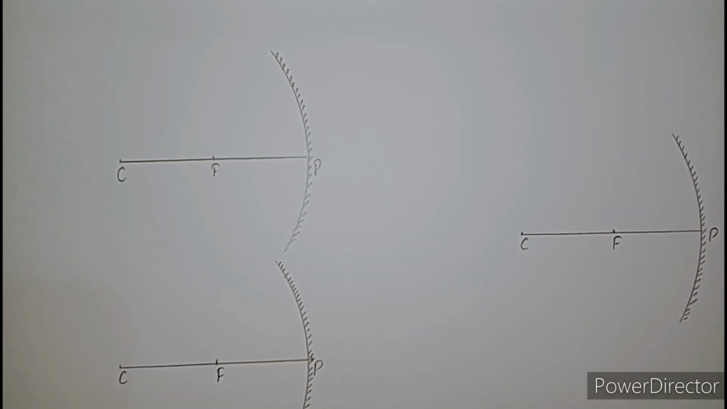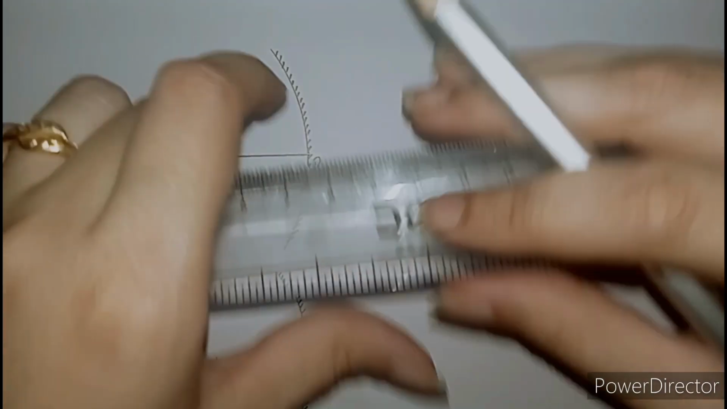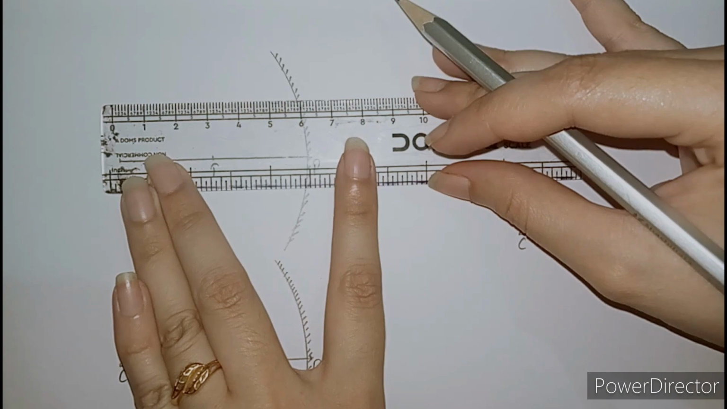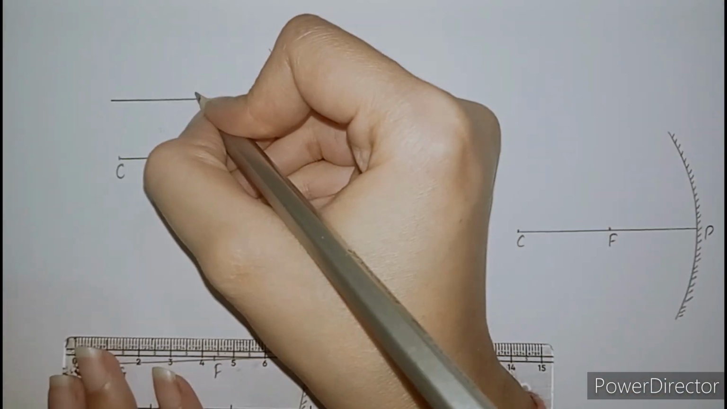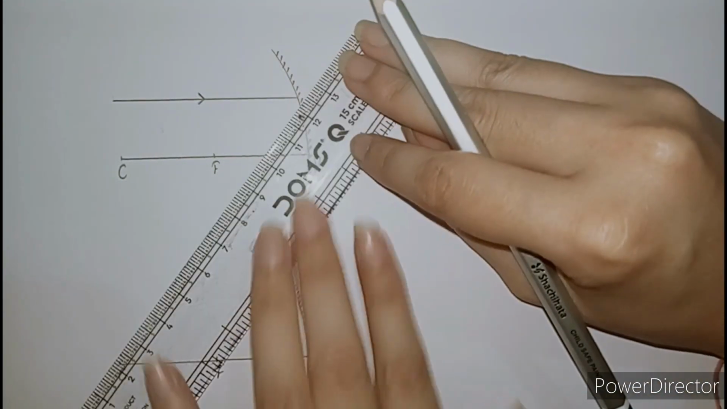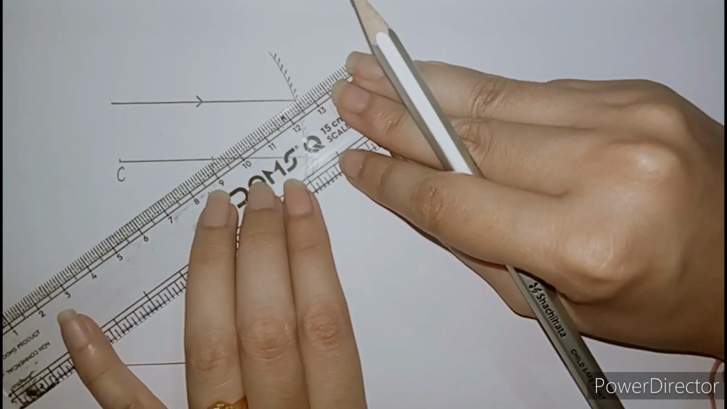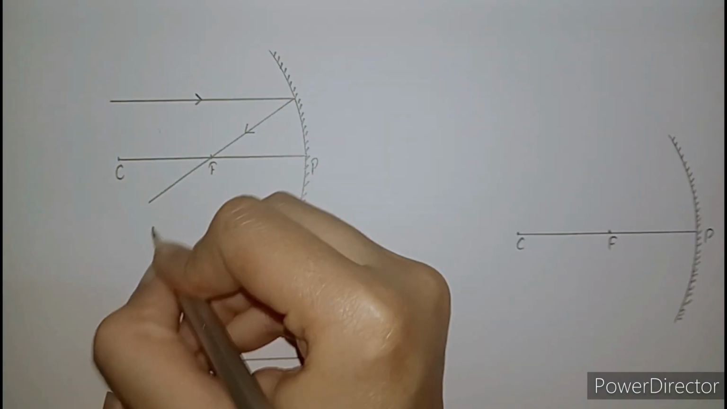The very first rule, rule 1, is that a ray of light which is parallel to the principal axis of a concave mirror passes through its focus after reflection from the mirror. We all know that this PC is our principal axis. And rule 1 says that if any ray of light is coming parallel to the principal axis, so let's suppose a ray of light is coming parallel to the principal axis. This arrow indicates that the ray of light is coming and striking our concave mirror, and after striking, it will pass through the focus. That is our rule 1.